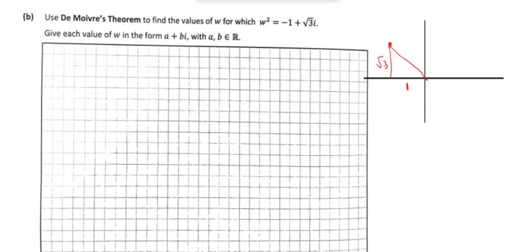So we're going to be putting this into polar form. R will be equal to the square root, so we're finding the modulus, so it'll be root of 3 squared plus 1 squared. Root 3 squared will be 3, 1 squared will be 1, so it'll be 3 plus 1, which is 4, so root 4, which is 2. So r will be 2 here.